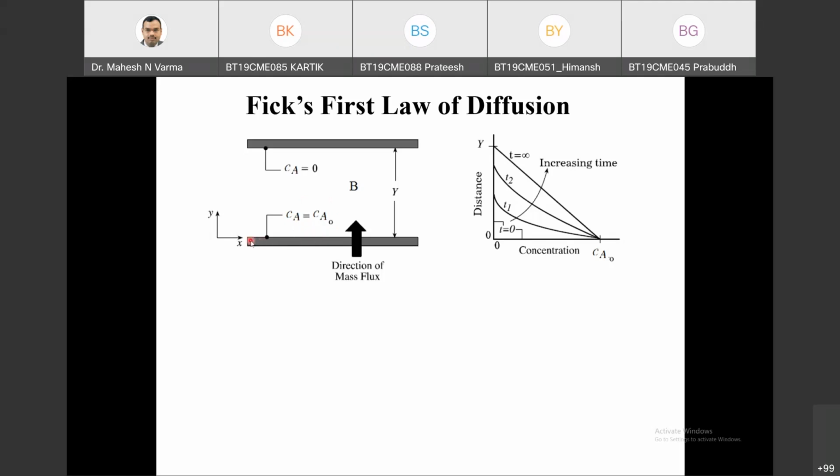If say now this is solid, say this is an NaCl plate, and B is water. Or this is an NaOH plate, NaCl, you can assume something. So this is an NaCl solid plate, and it is maintained solid, and this is water. How to get Ca0?